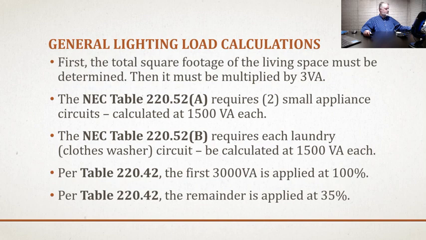Then it says from 3,001 to 120,000 at 35%. That's where those two numbers come from. And then beyond that, the remainder over 120,000. Well, wow, that's a big house. But that gives you an idea where those two components come from.